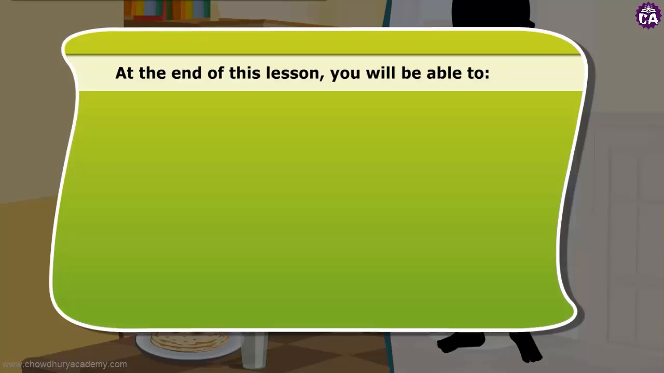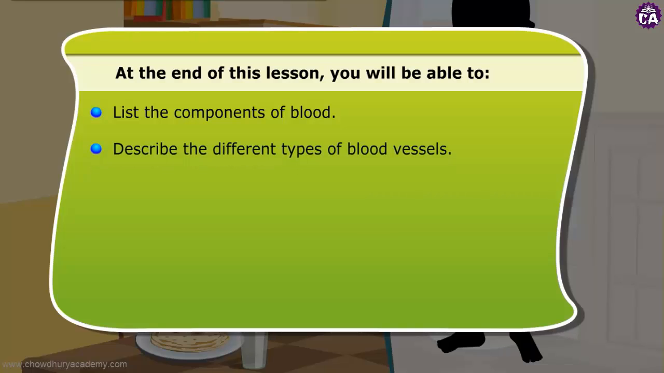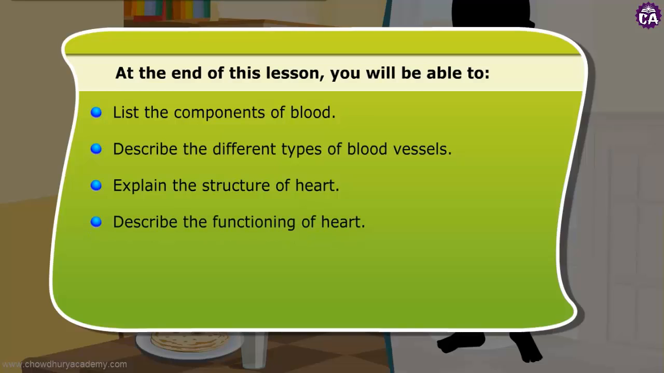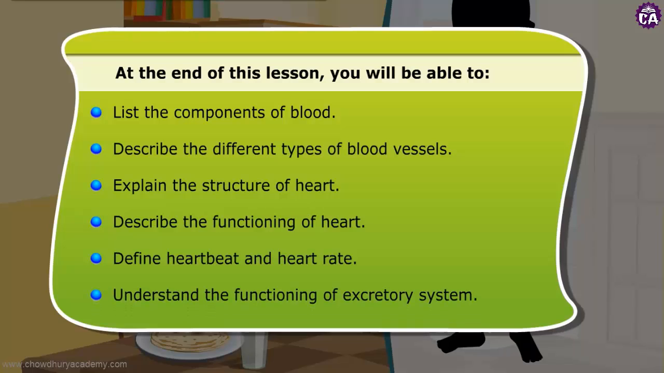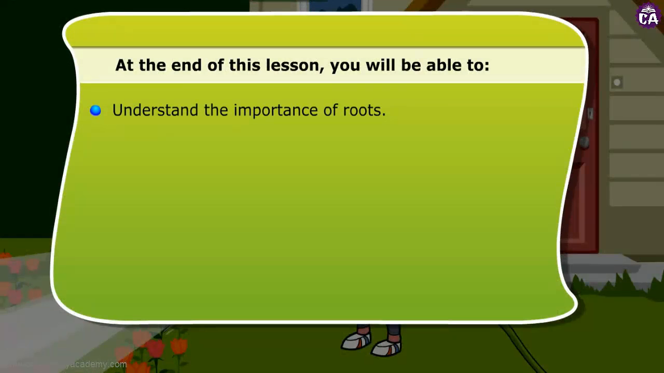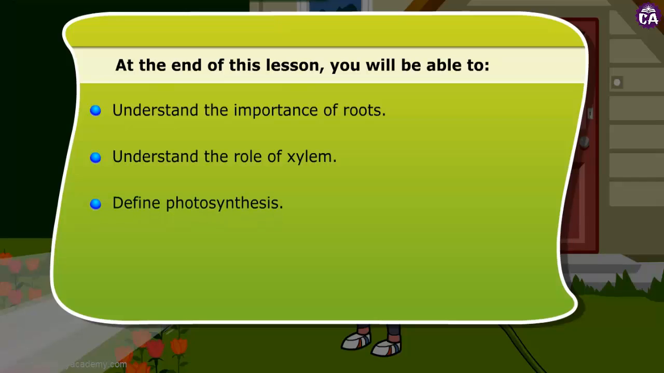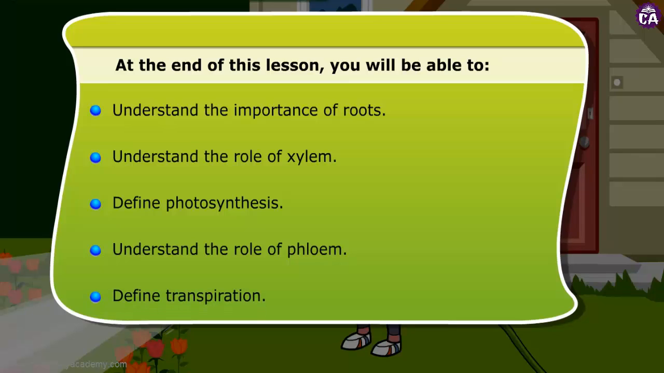At the end of this lesson, you'll be able to list the components of blood, describe the different types of blood vessels, explain the structure of heart, describe the functioning of heart, define heartbeat and heart rate, understand the functioning of excretory system, understand the importance of roots, understand the role of xylem, define photosynthesis, understand the role of phloem, define transpiration.